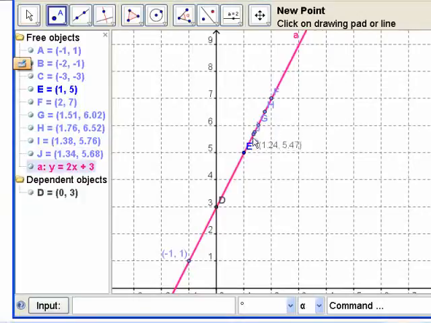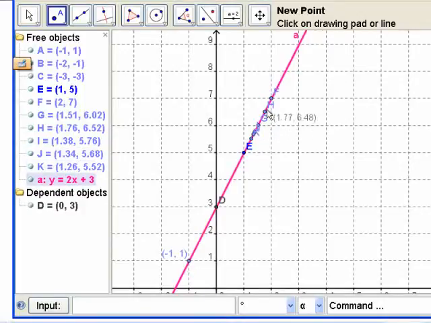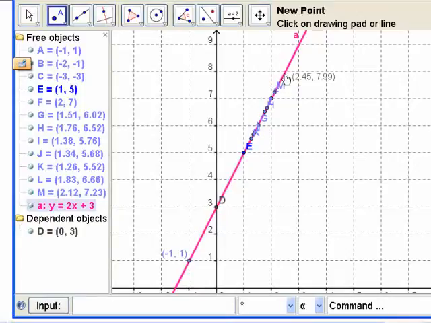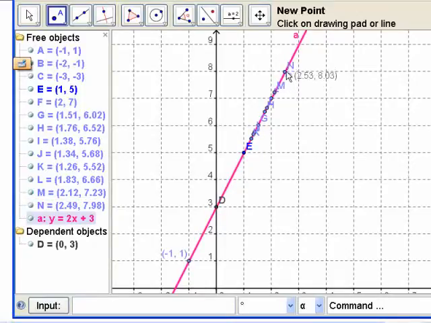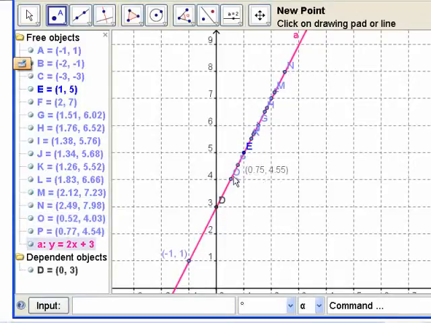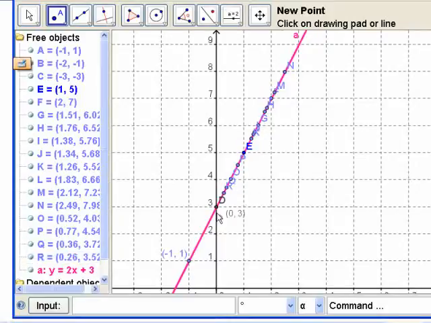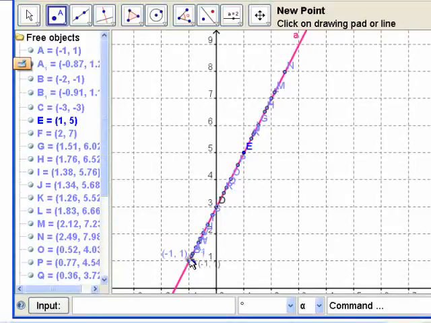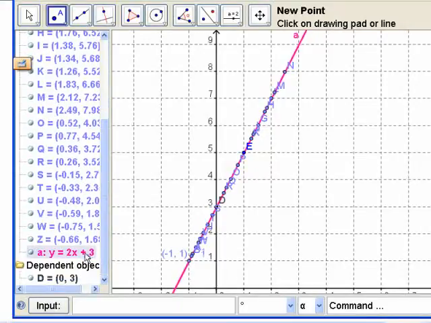Anywhere you put a point on this line, that's a pair of numbers that works in that equation. I could put an infinite number of these all over, and I'm sure you'd be excited to watch that. But the line is meant to represent all of these points. It shows every single point. It's saying all the points on that line work in that equation.